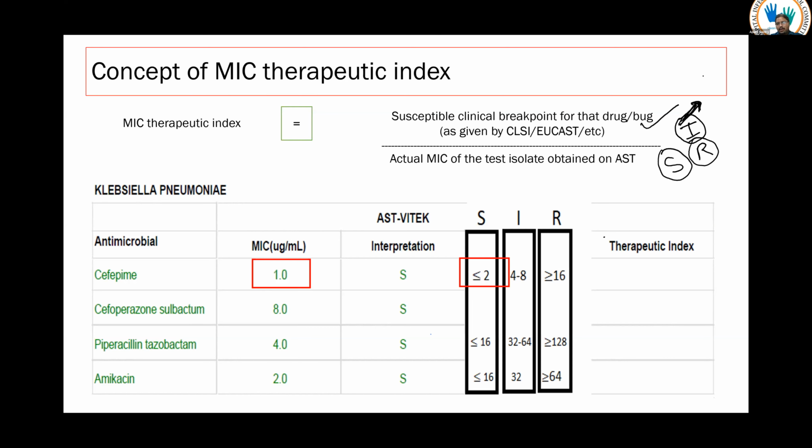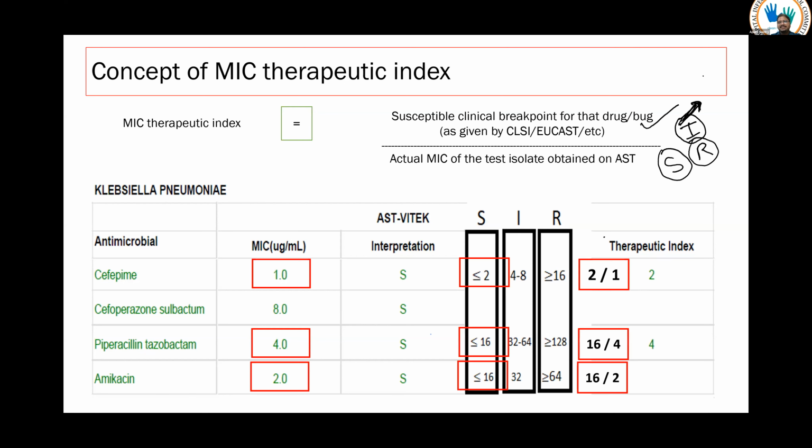So anybody can unmute and tell me how to calculate this MIC therapeutic index based on the above discussions. 2 divided by 1. 2, sir. 2 divided by 1, that should be 2. Similarly, we can get it for the others also. What's the MIC in this case? 4. Yes. Similarly, for amikacin, it is going to be 16 divided by 2, that is 8. Yes, 8.